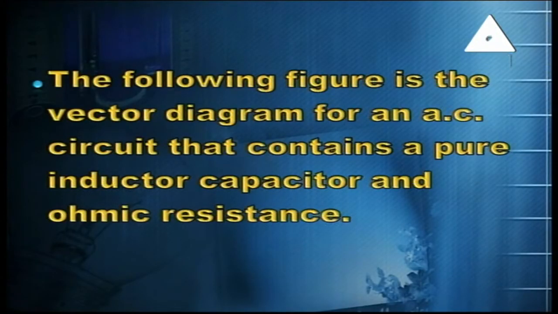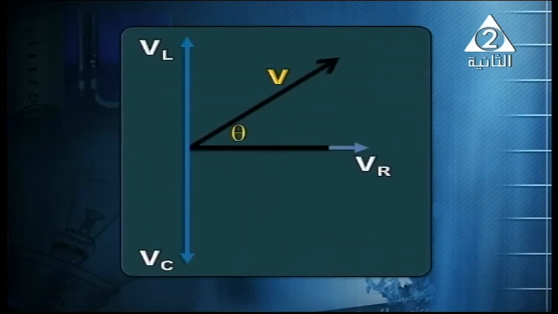The following figure is the vector diagram for an AC circuit that contains a pure inductor, capacitor, and ohmic resistor. It is shown that the total voltage leads the current by an angle theta as it leads VR. VR is in phase with the current, so you can imagine it as current. So total voltage leads the current by an angle theta.